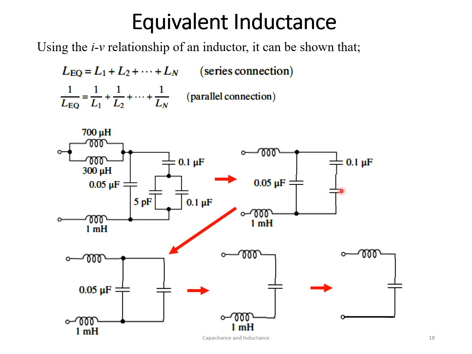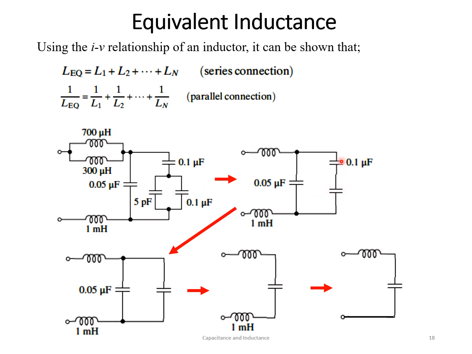Find the parallel equivalent, and this will be 5 picofarad plus 1 microfarad. So add these two, it will be this. 0.05, 0.1, 1 milli, and I will be showing it stepwise. So in this step, we have combined these two by finding the parallel equivalent inductance of this parallel combination over here, and combining these two to find the equivalent of this parallel combination over here.